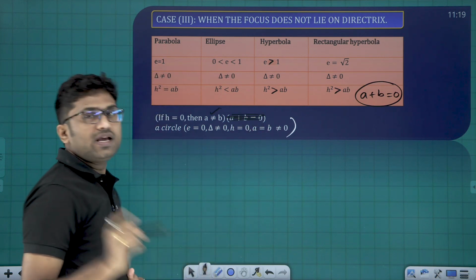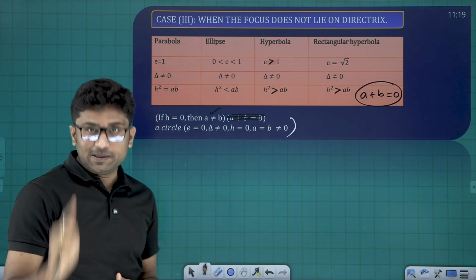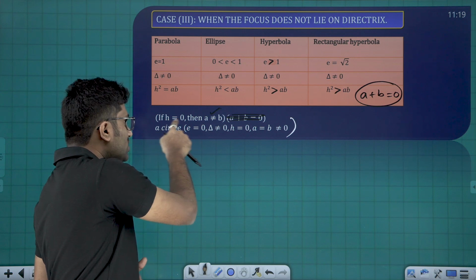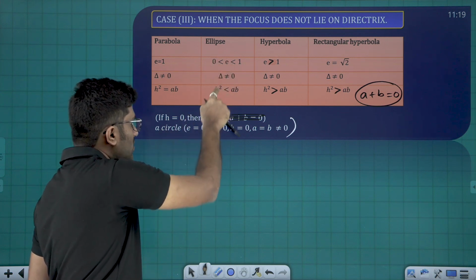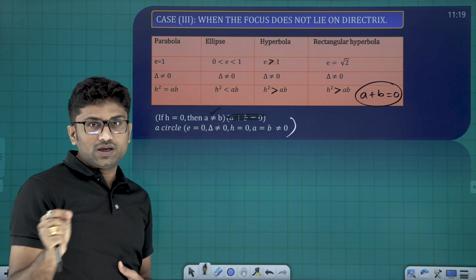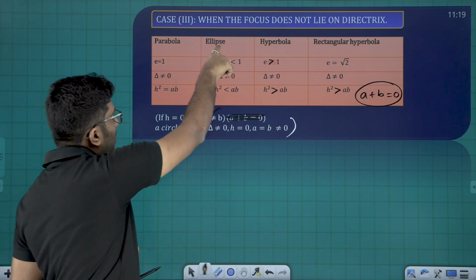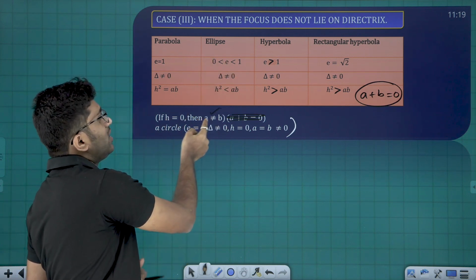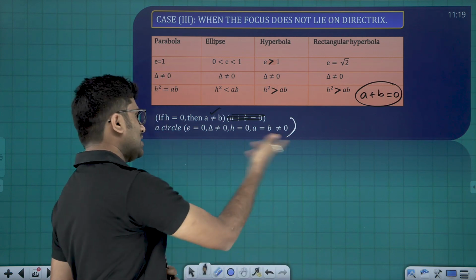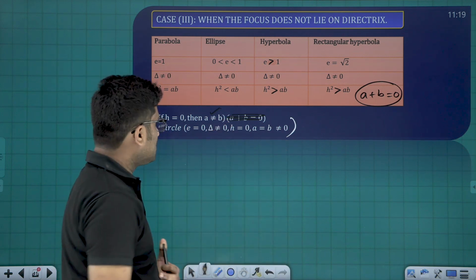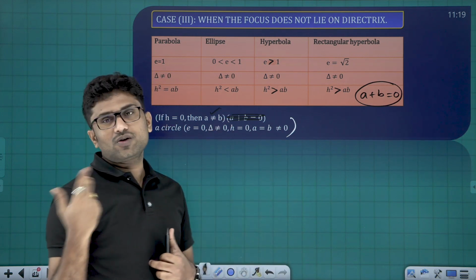Then only it will be an ellipse. If h equals 0, then a should not be equal to b. If a equals b, then it becomes a circle. So to become an ellipse, h should be 0 and a should not be equal to b. For a circle, as usual, we know eccentricity is 0, delta non-zero, h is 0, a equals b.